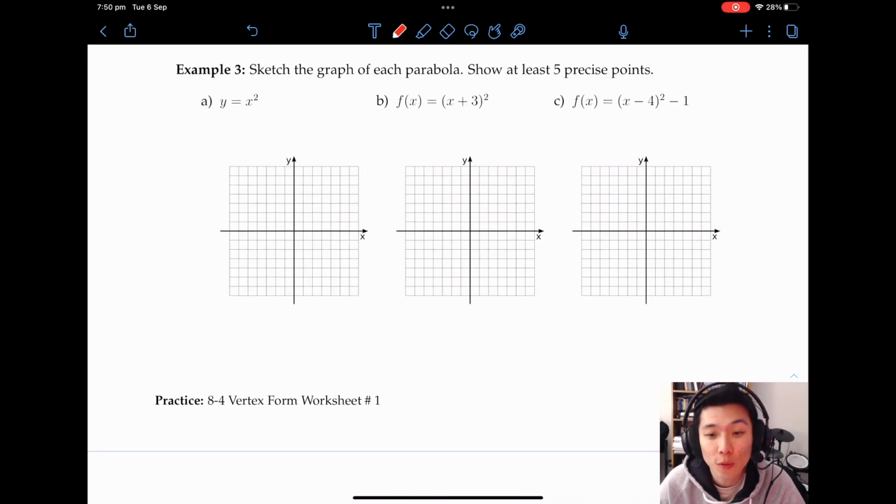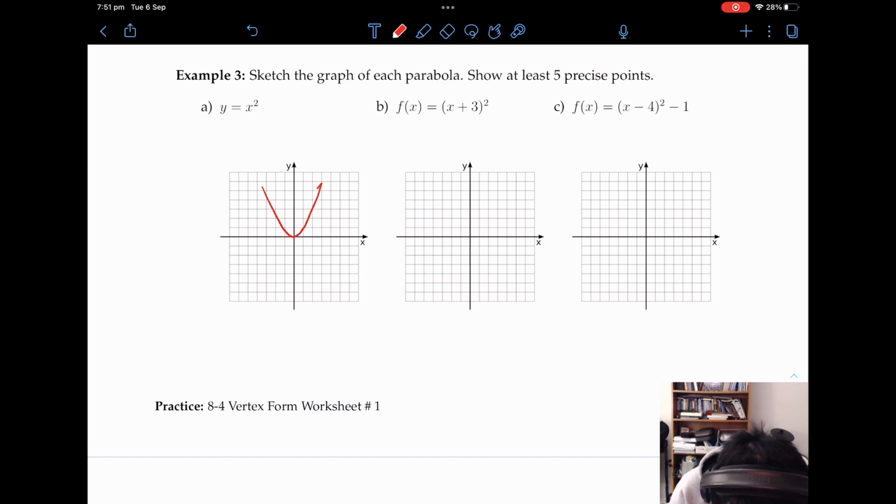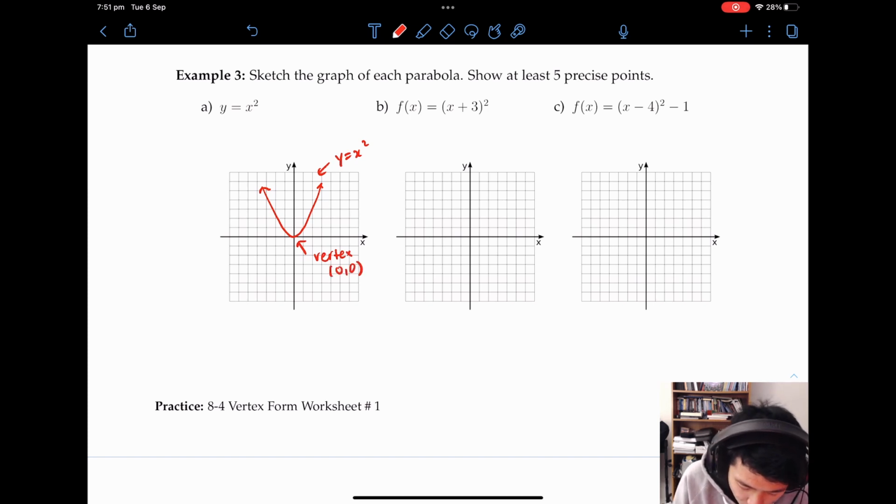Okay. So for example 3, I want to start helping you think about how the equation of a parabola changes the shape of the parabola. Let me actually show you what each of these parabolas look like, just with a rough sketch. y equals x squared looks like this. Notice that the vertex is at the origin, at 0, 0. Now that's the original parabola.